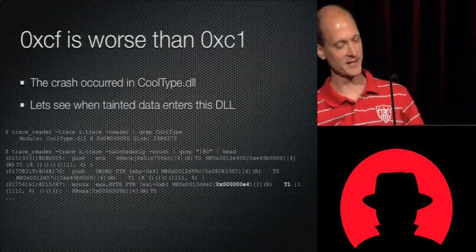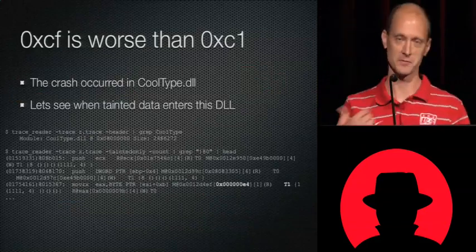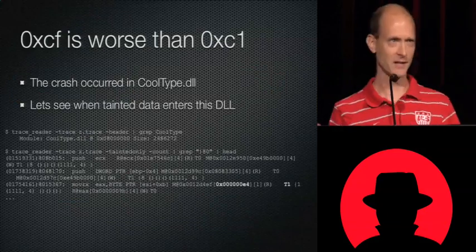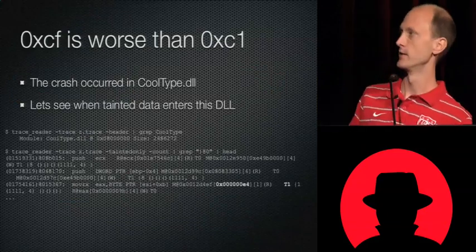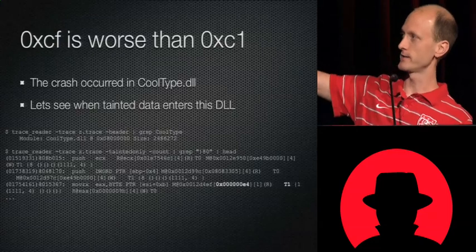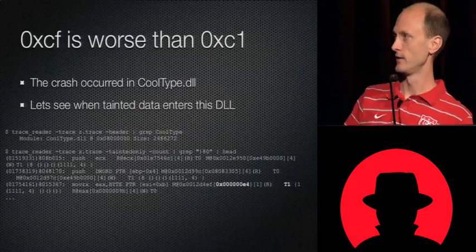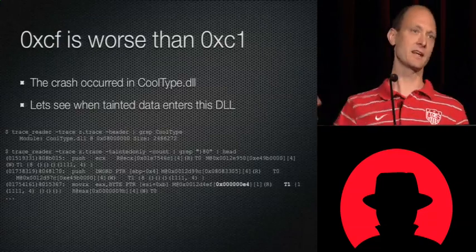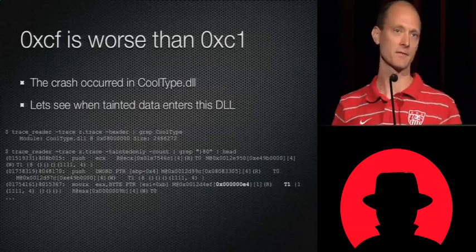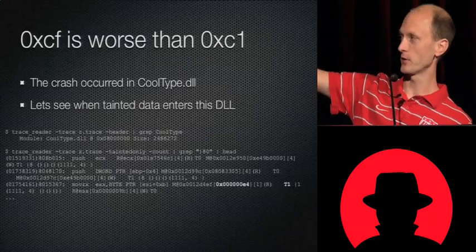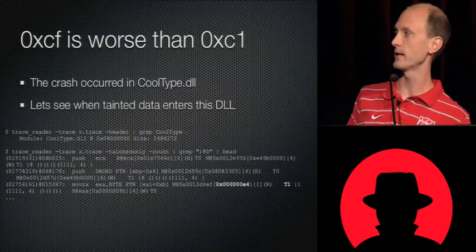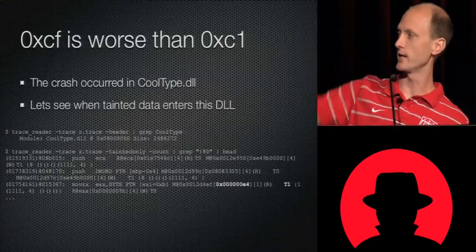Okay, so that gives me an idea what went wrong. Now, what's up with the CF and the C1? Why was that important? So then I figure out, okay, the crash was in cool type. So let's see the first time a tainted instruction was used in cool type. See if I can figure out what went wrong. The first two are irrelevant because they're writes on top of tainted data. So the first time a tainted byte was used was when this E4 was read.